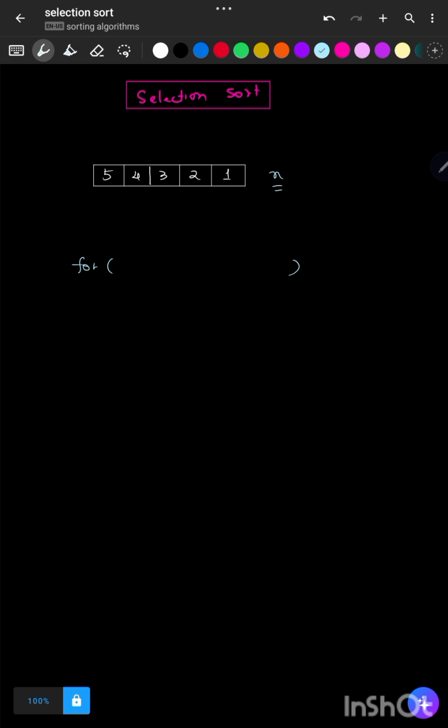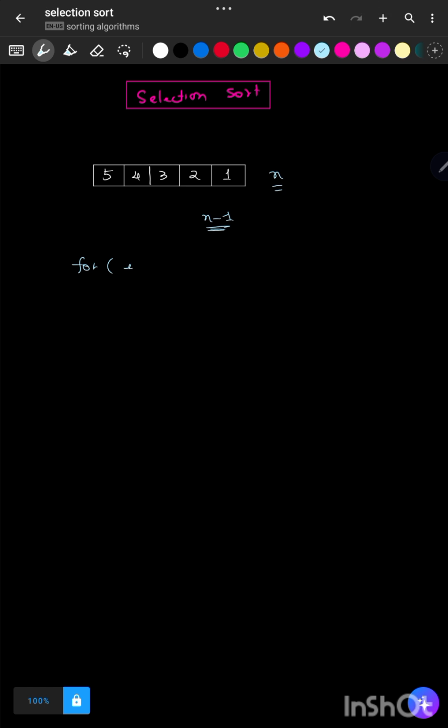I mean, I don't have to sort n times, but at least I have to run the loop n times because I have to compare each element with each and every other element. That is, we have to place n elements in their proper positions. But you notice that if n minus 1 elements are placed in their proper positions, there's no need for me to place the last element because it will automatically be in its own position. Therefore, I have to sort n minus 1 elements.